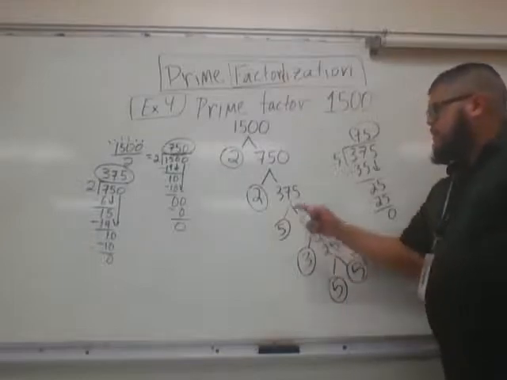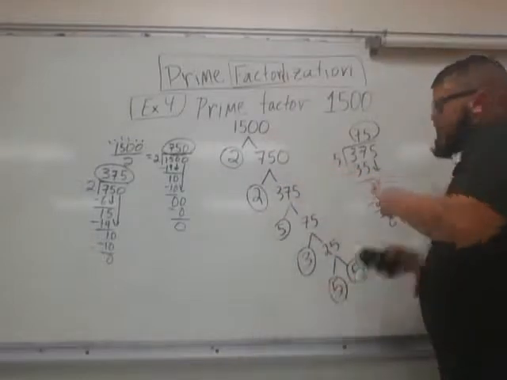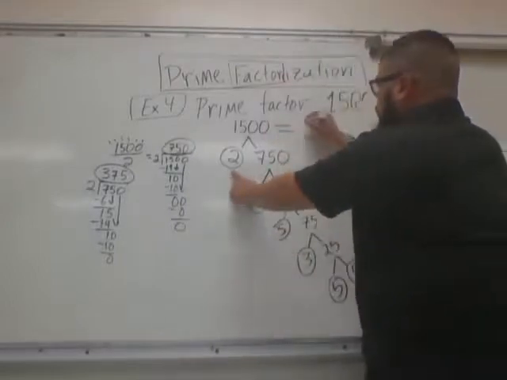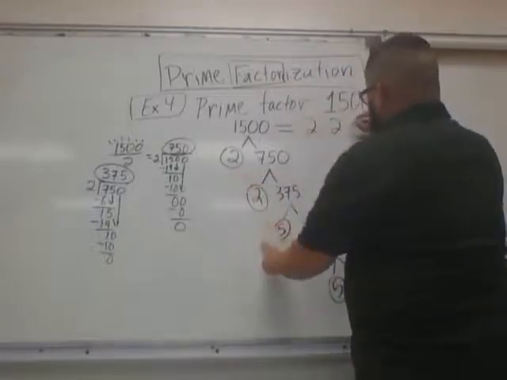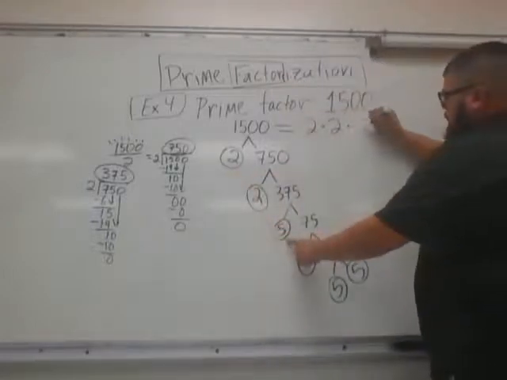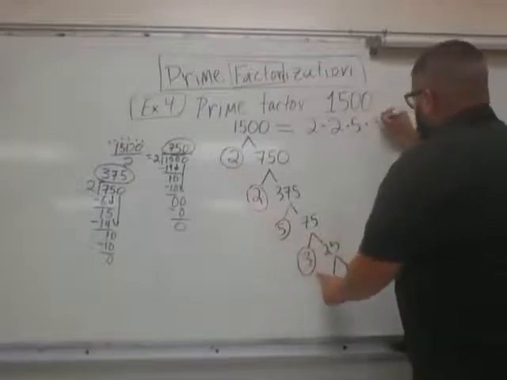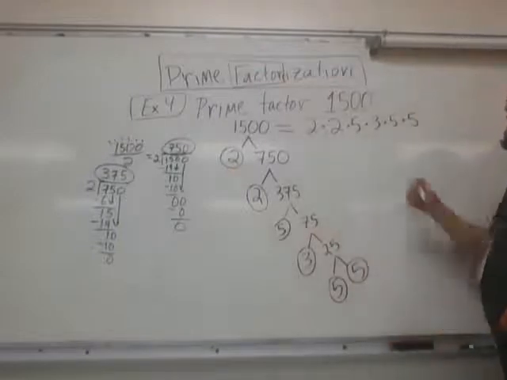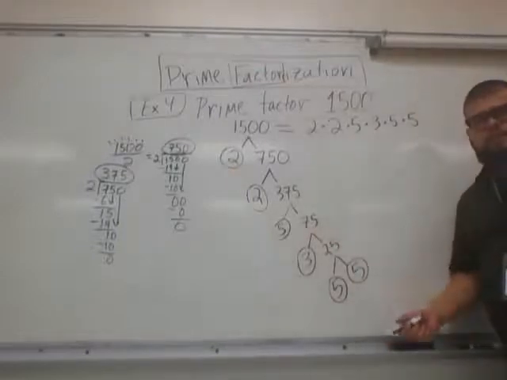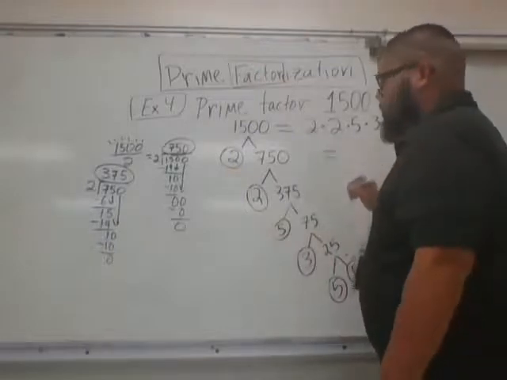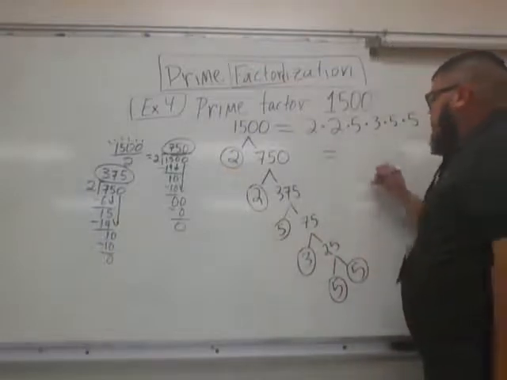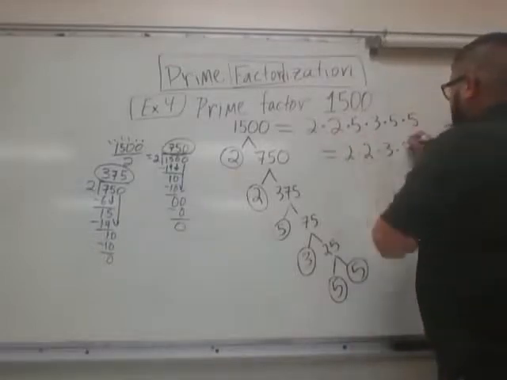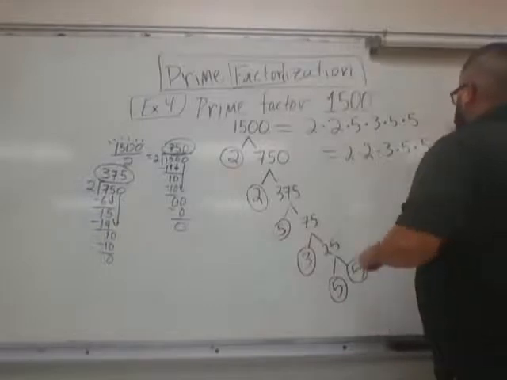And so we end up with 1,500. I'm going to go ahead and erase this because it's in the way of what we're going to write. 1,500 equals 2 times 2. I'm putting my dots for my multiplication. Remember, use the dots. Times 5 times 3 times 5 times 5. Okay? And notice they're not in order. They don't have to be in order necessarily. I like to write them in order, so I'm going to rewrite it in order, from least to greatest: 2 times 2 times 3, times 5 times 5, and there's another 5.